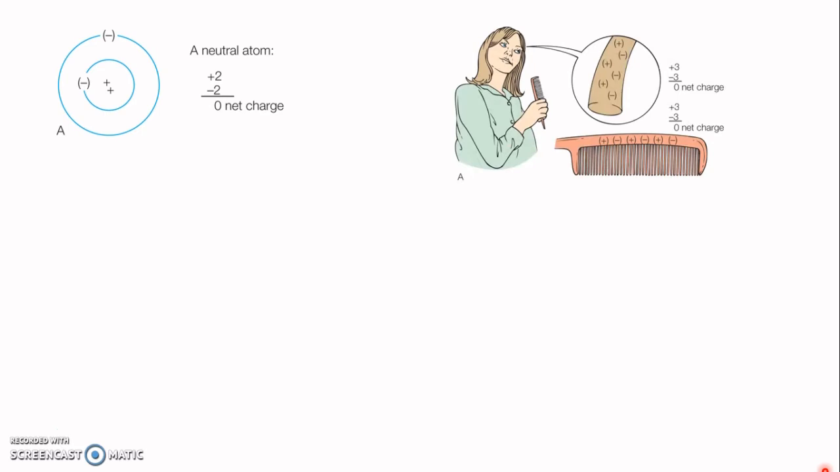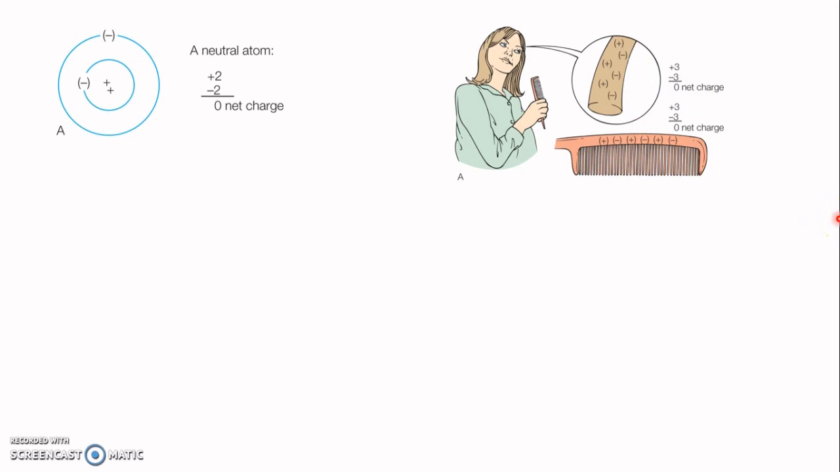Here's a good example of how we can get a misbalance of charge. First of all, let's look before it changes. You have hair and a comb. Inside of the hair, you have positive and negative charges, but they are perfectly balanced. You have a net charge of 0. Inside of a comb, you have the same. You have a net charge of 0.